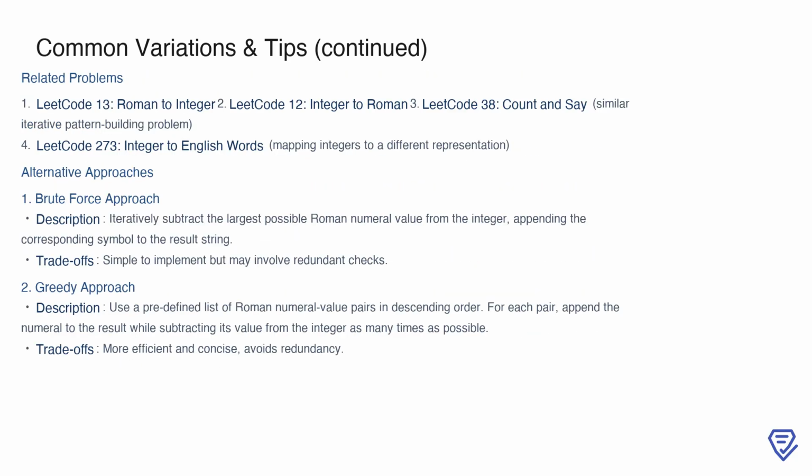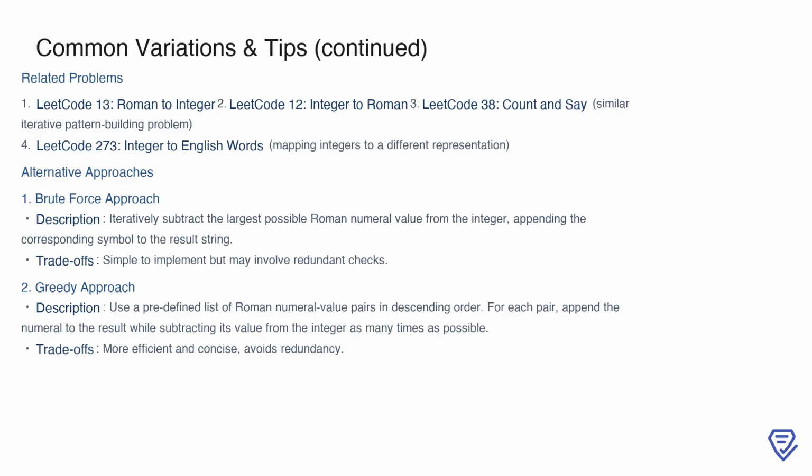There are also related problems you might encounter that are worth studying. For instance, LeetCode 13, Roman to Integer, is the reverse of the problem we're discussing here. Another is LeetCode 12, Integer to Roman, which you're already familiar with. LeetCode 38, Count and Say, involves similar iterative pattern building techniques, while LeetCode 273, Integer to English Words, tests your ability to map integers to a completely different representation.